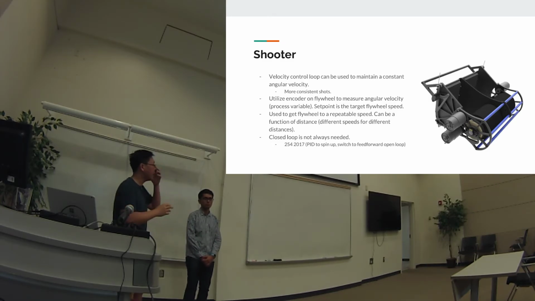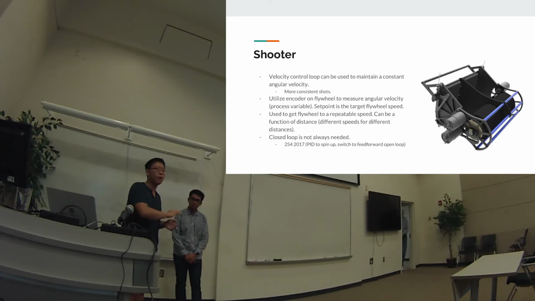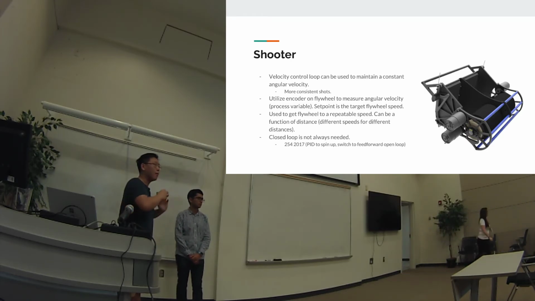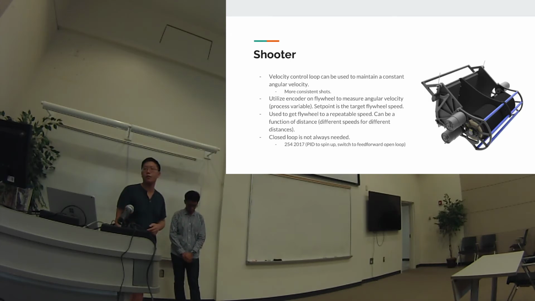So what they did is they used a PID controller to spin up, and once they hit a certain target velocity, they would take samples of the output of the controller and average it, and then use a feed-forward open loop to control the shooter. So basically, I want the mechanism to rotate at this velocity. It sets the PID controller, it rotates at that velocity, then it takes averages of the outputs of the controller and sets that as feed-forward for the motors running the shooter.